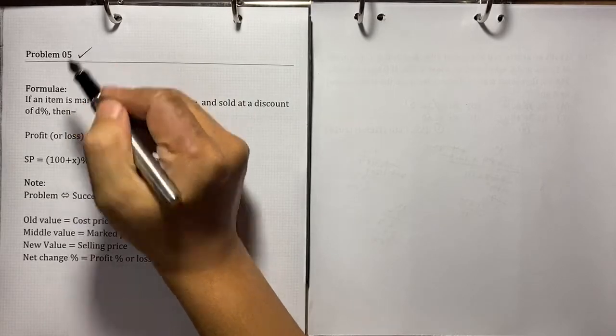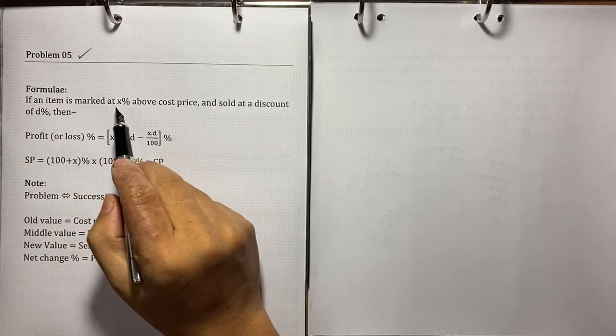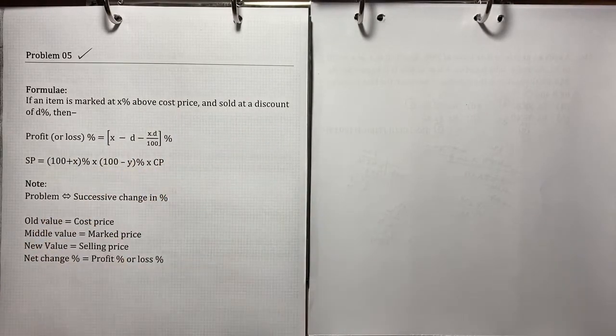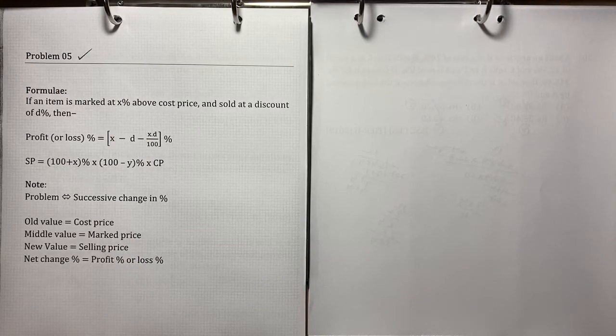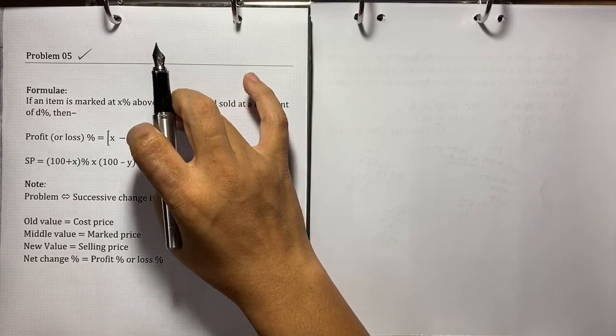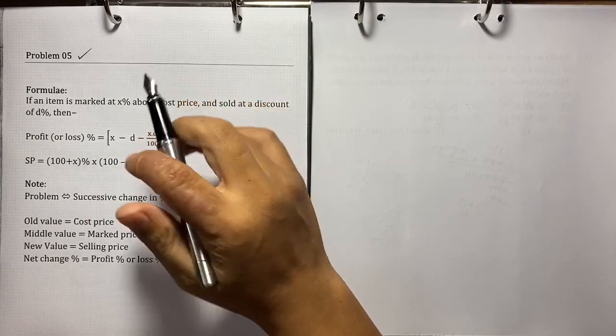Problem type 5: if an item is marked at x percent above cost price and sold at a discount of d percent, then it is a very common problem. It is the same thing as successive increase or decrease in percentage.